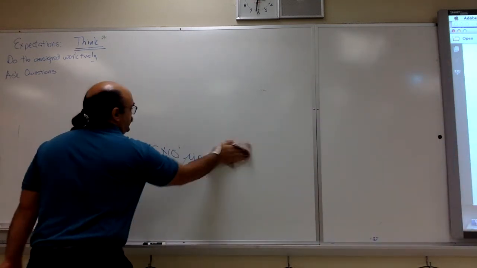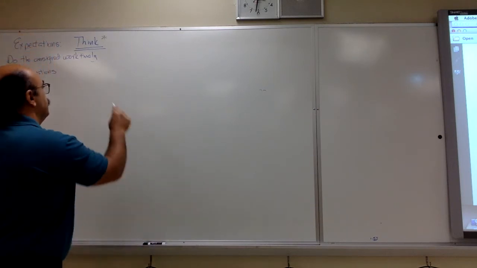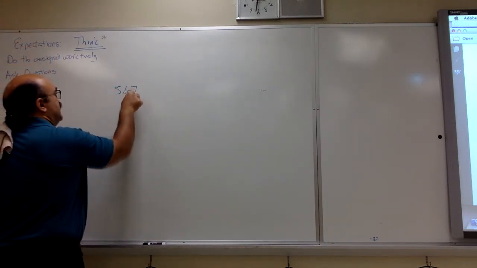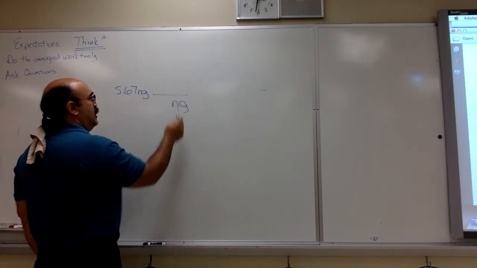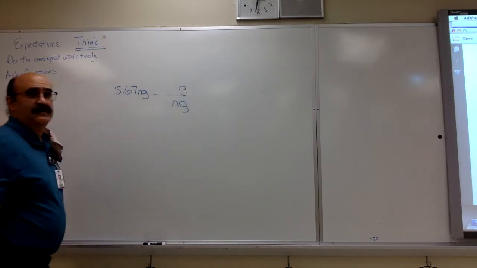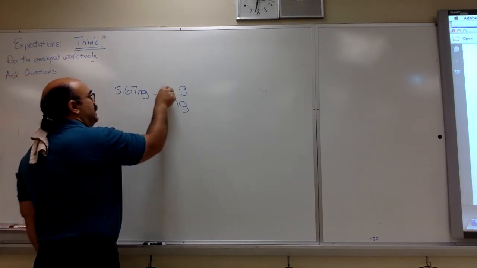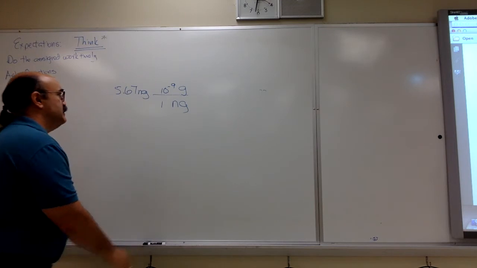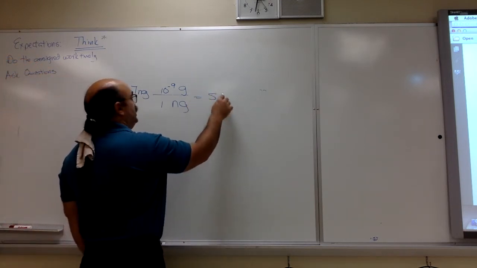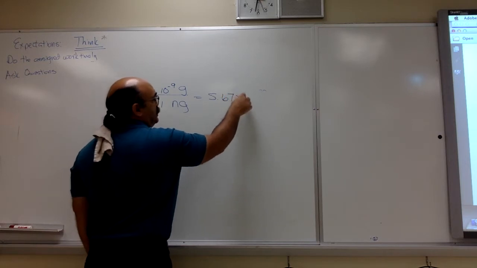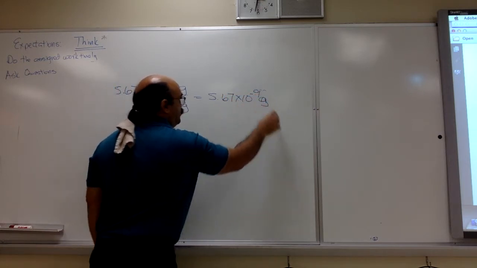I've got grams and nanograms. Okay? 5.67 nanograms. Nanograms is not what I want. Grams is one step. 1 nanogram is 10 to the minus 9 grams. That's my definition. My answer works out just peachy in scientific notation, times 10 to the minus 9 grams.